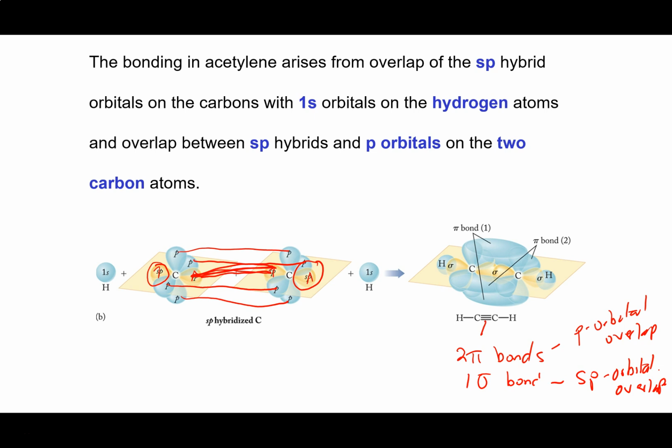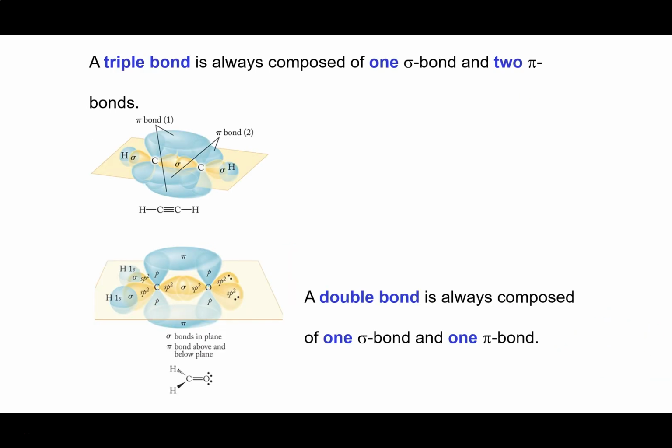Okay? And that's how it works. So just keep this in mind. A triple bond is always 1 sigma bond and 2 pi bonds. And a double bond is always 1 sigma bond and 1 pi bond.